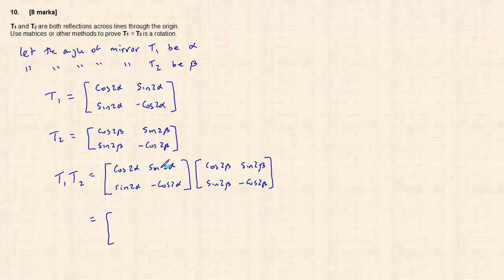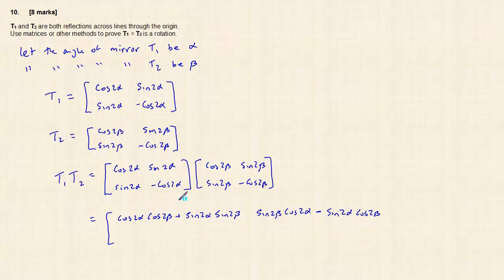So top row times the left is going to give me cos 2 alpha cos 2 beta plus sine 2 alpha sine 2 beta. And then top times right is going to give me sine 2 beta cos 2 alpha take away sine 2 alpha cos 2 beta.